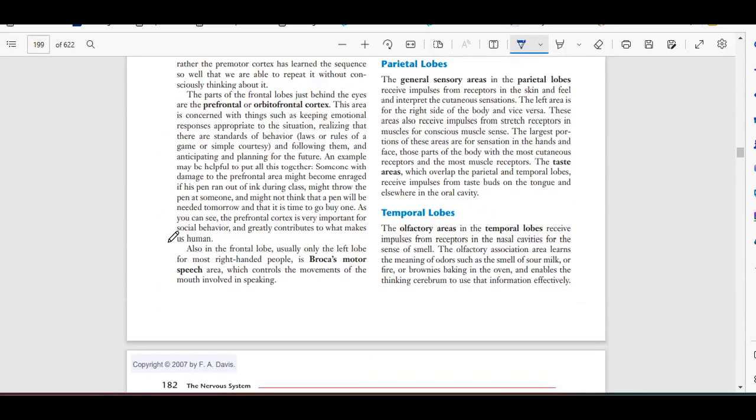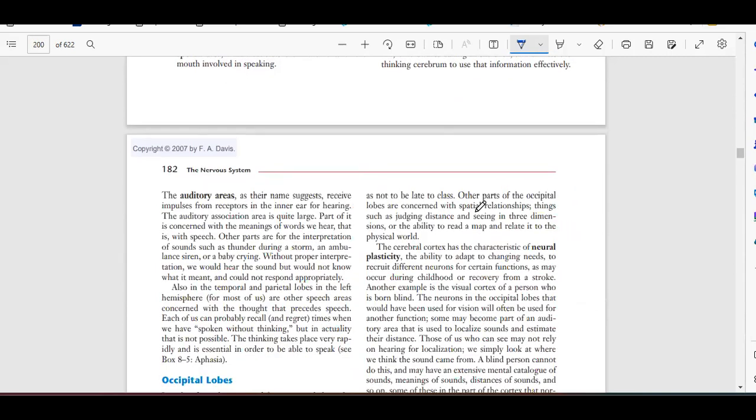So these are the very important lobes. Okay, kindly give one minute, friends.